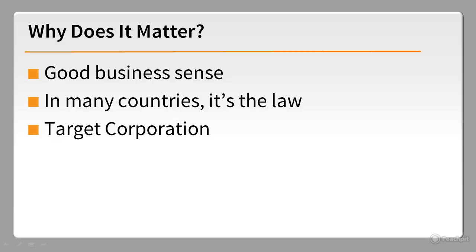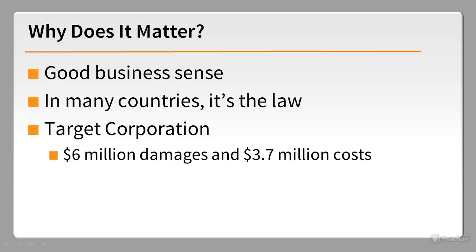In 2008, the American discount chain store Target settled out of court a class action suit alleging its site was inaccessible to the blind and visually impaired. It cost the company $6 million in damages and a further $3.7 million in legal costs.